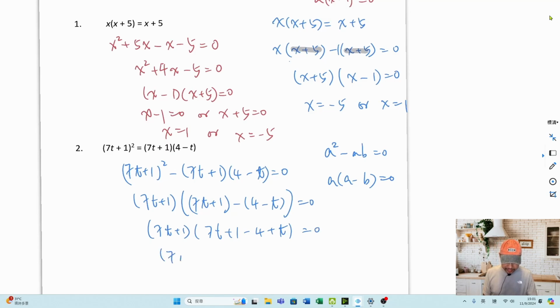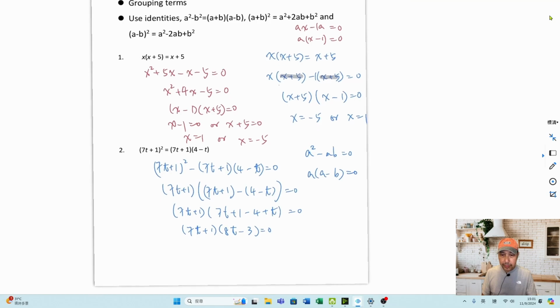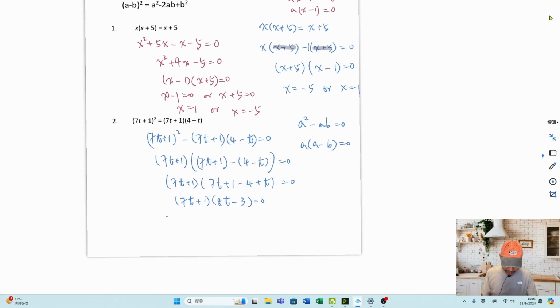Okay, simplify the second bracket: 8t minus 3 is 0. Okay, separate the two brackets. The first answer is negative 1 over 7, the second is 3 over 8.